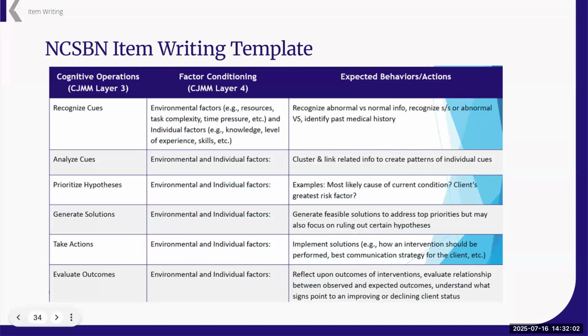Before we start building our own case study, I want to introduce a powerful tool that can guide the writing process, the NCSBN Best Practice Template for developing test items. This template helps item writers stay focused on specific layers of the model, write questions with a clear purpose, and ensure that items align with how clinical decisions are made in practice.